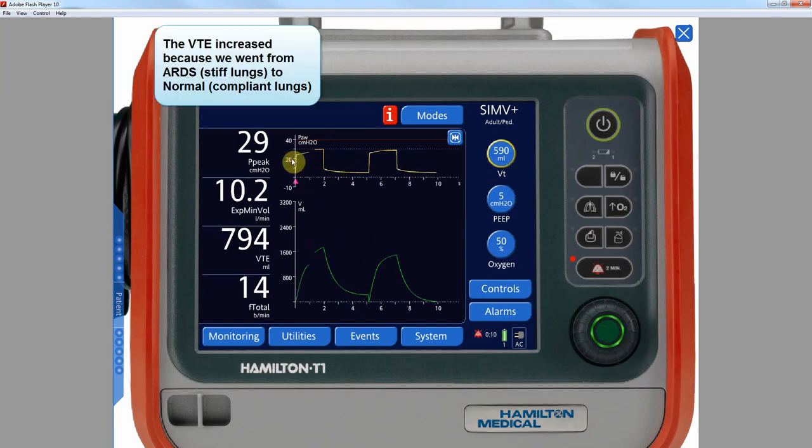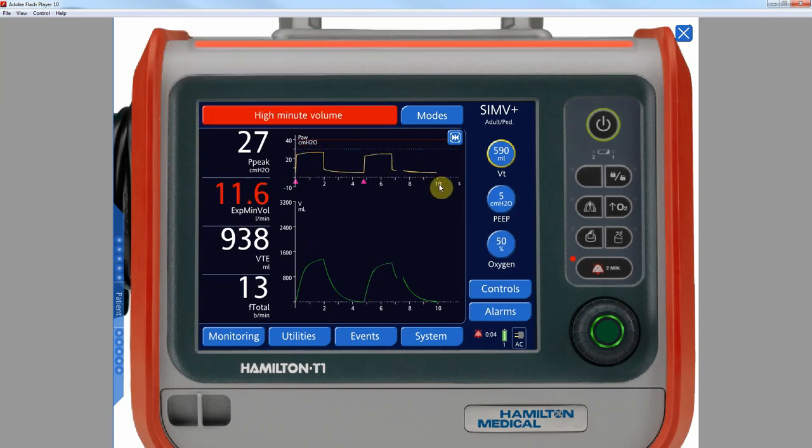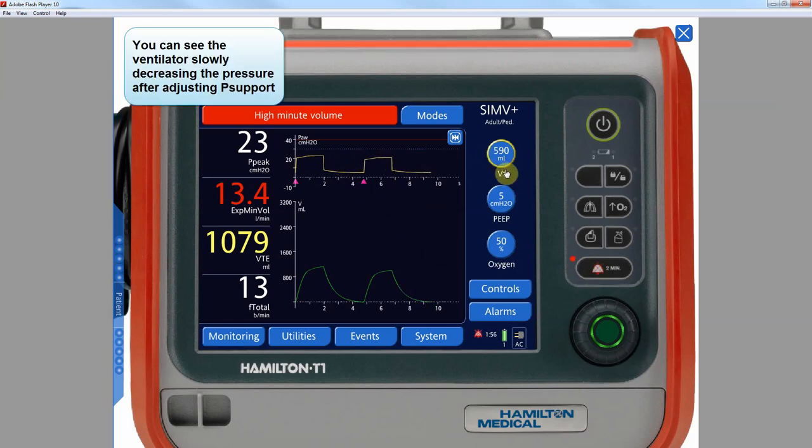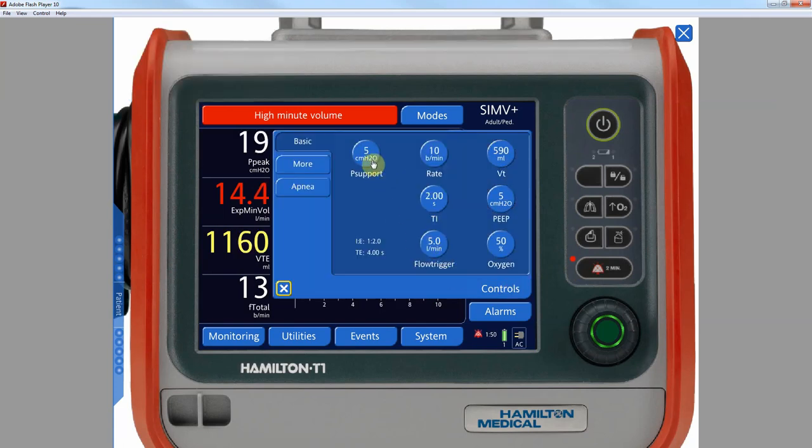So in a normal patient, not every breath would be supported as much by the ventilator as it is in this simulator. I'm not sure why it's doing that, but you can kind of see in some of the breaths it's not delivering as much. Okay? And you can actually go in and adjust this pressure support based on your expired tidal volume.